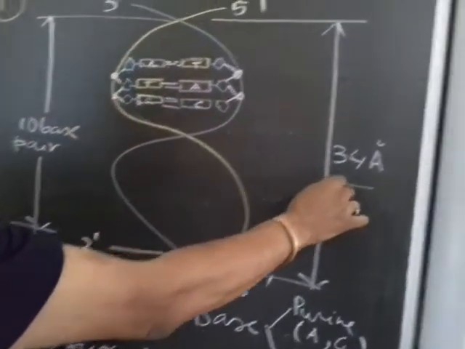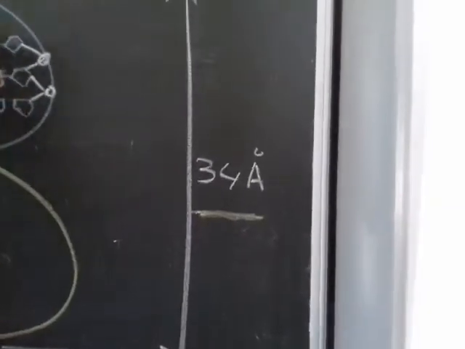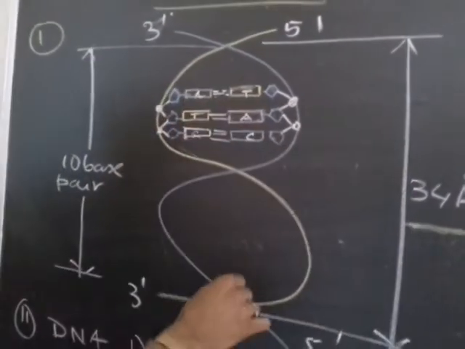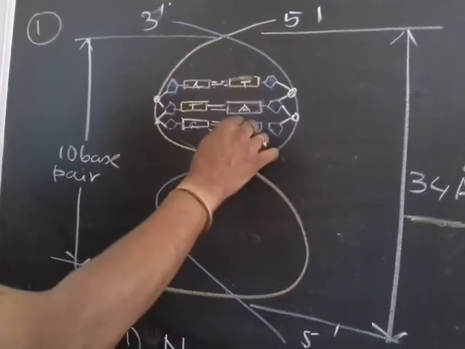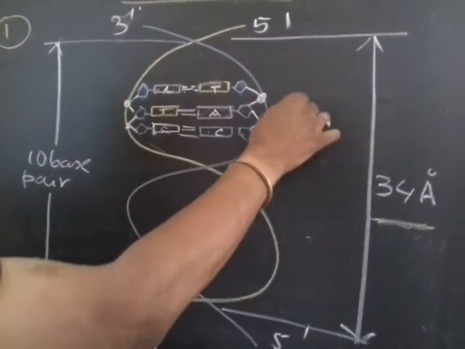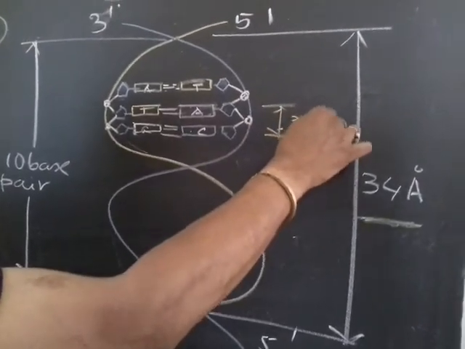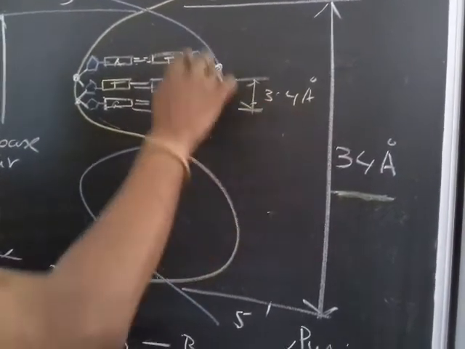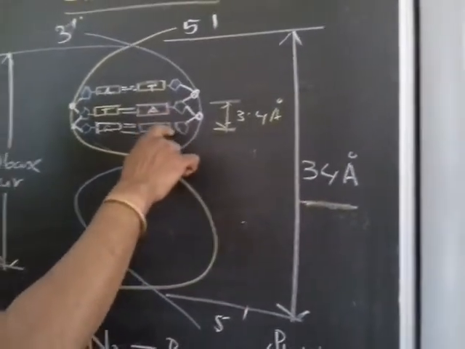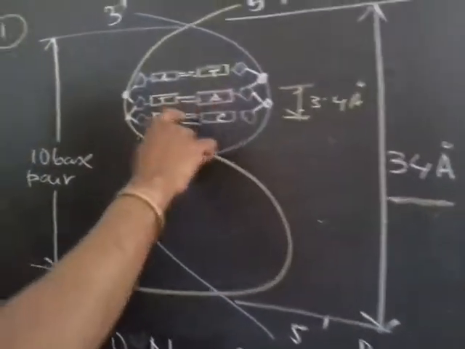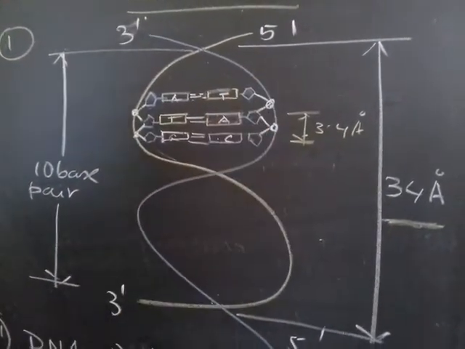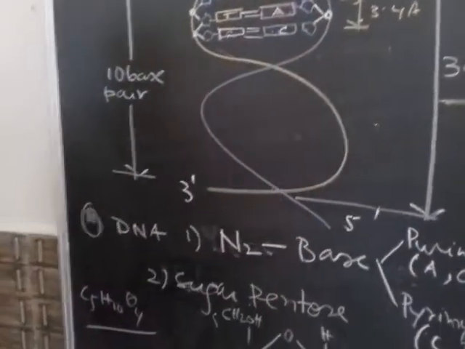This distance is about 34 angstrom, and in B-DNA generally there are 10 base pairs between these 2 points. So that means the distance between two adjacent base pairs is approximately 3.4 angstrom, because there are 10 base pairs. So 34 divided by 10. So the distance between these strands of the nucleotide is 3.4 angstrom, but it can differ in different types of DNA.